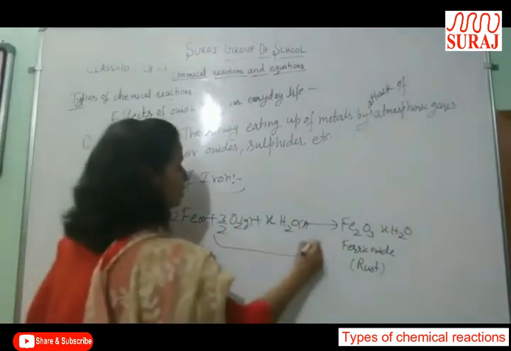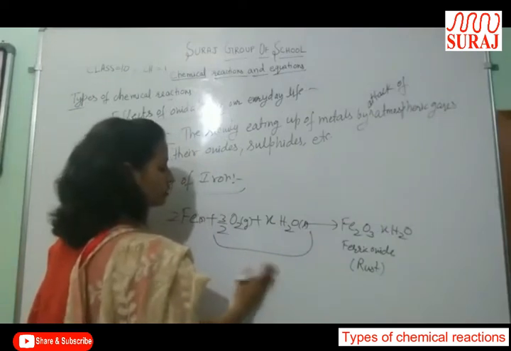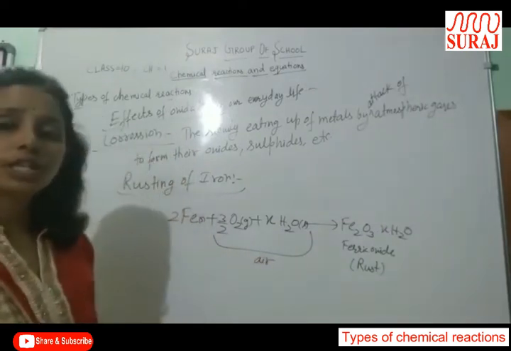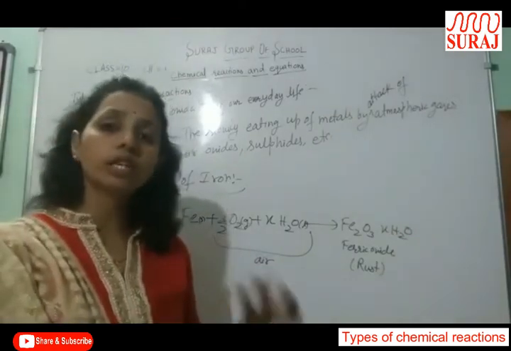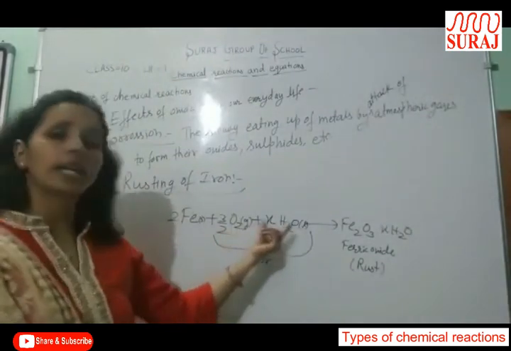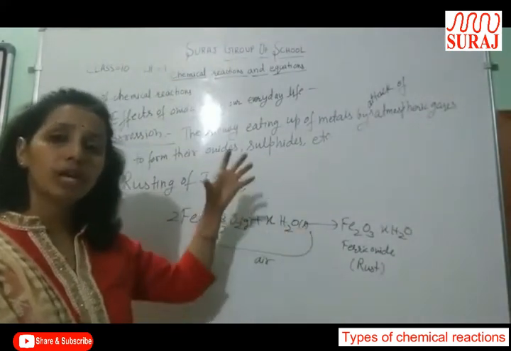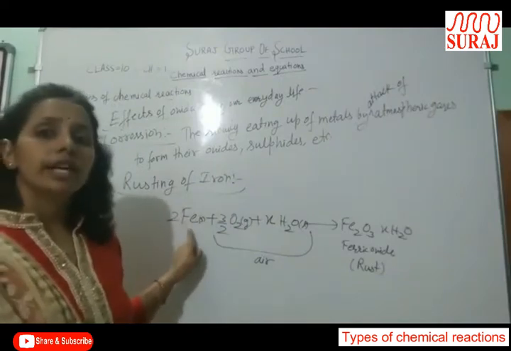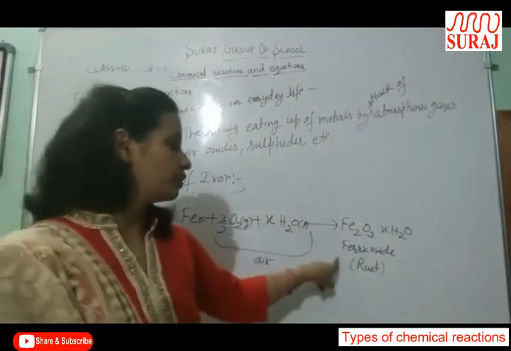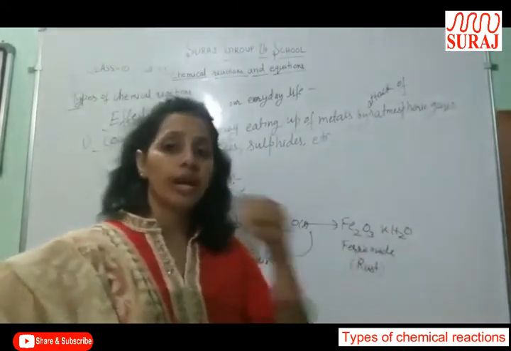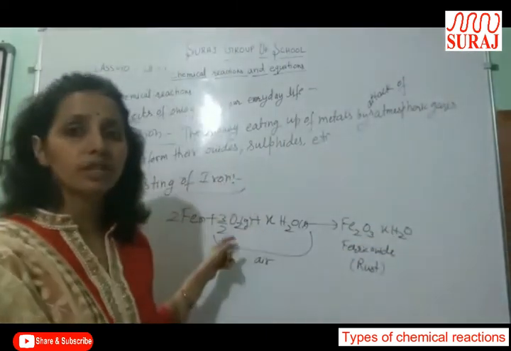These both compounds are taken from air. Atmospheric air, because moisture is present in the air and oxygen gas is also present in air. So both oxygen and water are taken from the atmospheric air and react with the iron article to form ferric oxide, which is known as rust, and XH2O. X water molecules are attached with it.